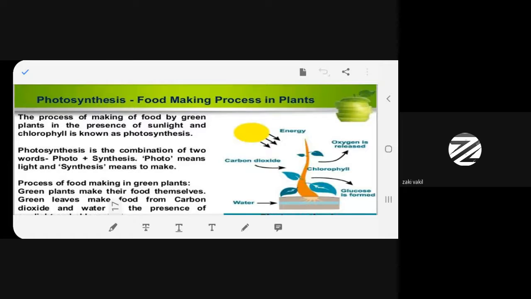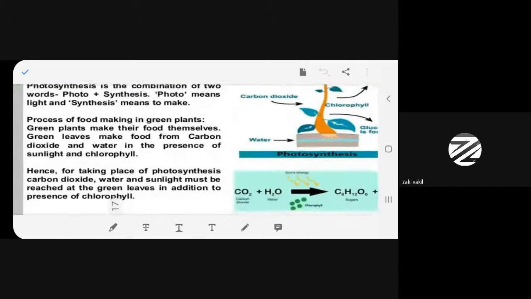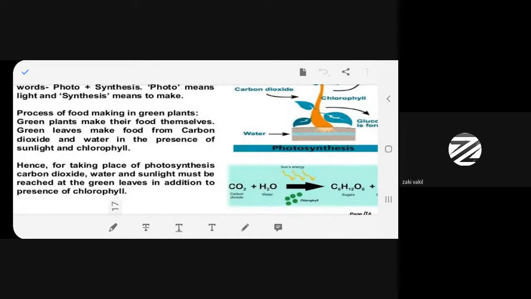What is photosynthesis? Two words. One is photo, the other one is synthesis. What is photo? Light, sunlight. And what is synthesis? To make, to prepare. Who is doing that? Green plants. How is it doing it? The green leaves are making food by taking carbon dioxide from the atmosphere and water from the soil in the presence of sunlight from the sun and chlorophyll in the leaves, and it is preparing the food.